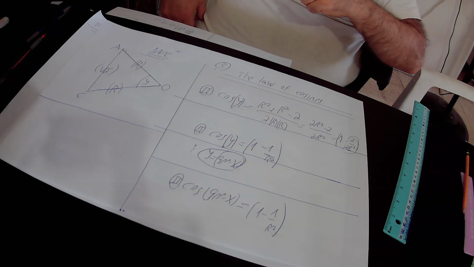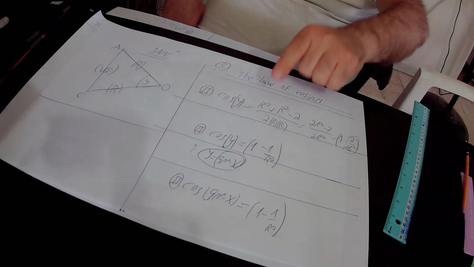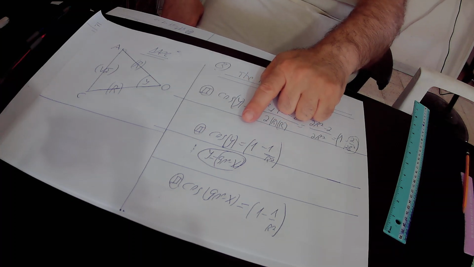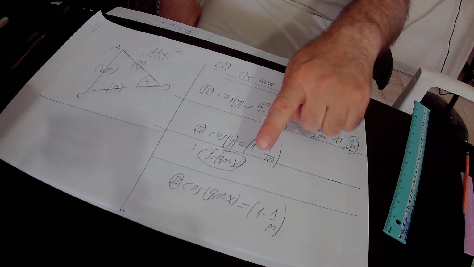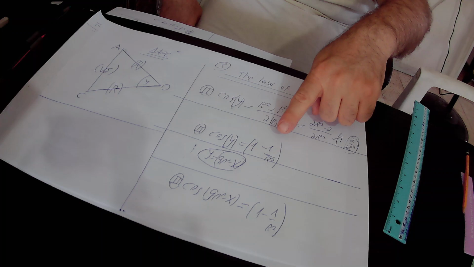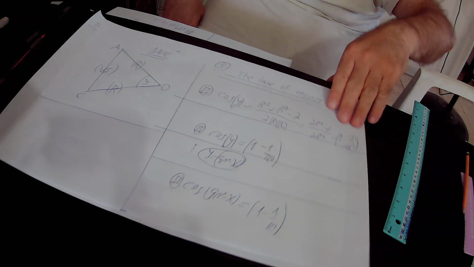Well, we already found out in the beginning of the lecture that y equals 90 degrees minus x. So now we can substitute y in equation 2 by 90 degrees minus x. We did it. We actually found out that cosine y, where y is 90 degrees minus x, so cosine y is cosine of 90 degrees minus x, equals 1 minus 1 over R square according to equation 2.